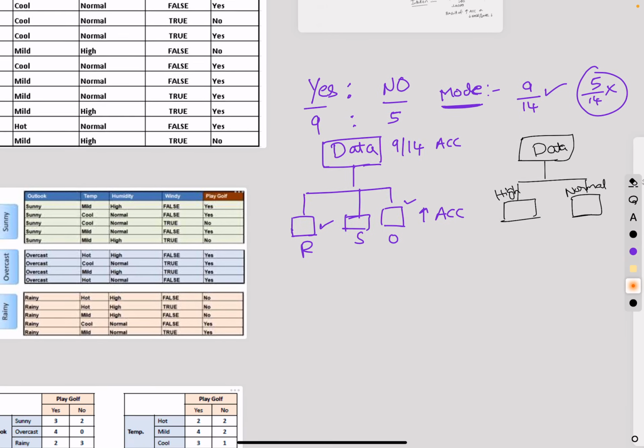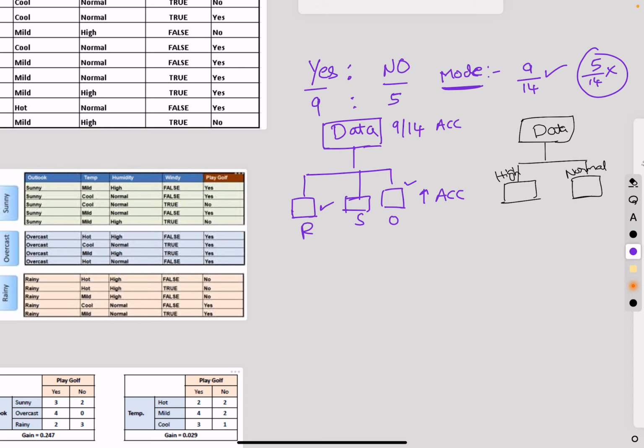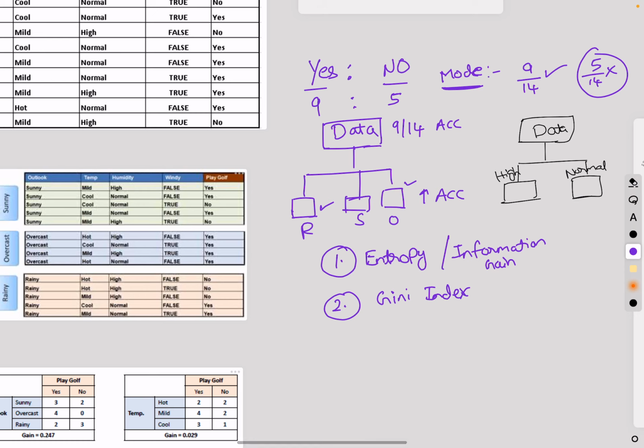So that will be calculated using a formula. We actually have 2 formulas. The first one is called as entropy, right? Or you can also call it as information gain. Second formula is Gini index. So both are used to calculate the reduction in uncertainty. Essentially, these are measure of level of uncertainty present on a particular data set or a particular subset.